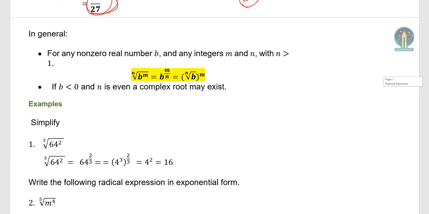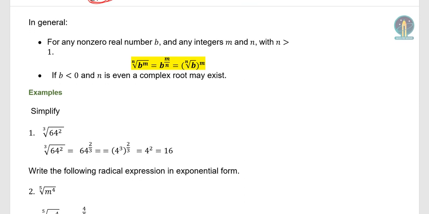So in general, for any non-zero real number b and any integers m and n with n greater than 1, again, the index of the radical of some expression is the same as putting that index in the denominator of the exponent of that expression. So the nth root of b to the m is the same as b to the m divided by n in the exponent. Okay?